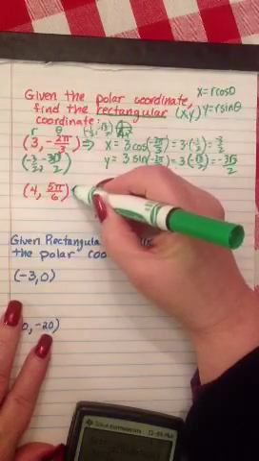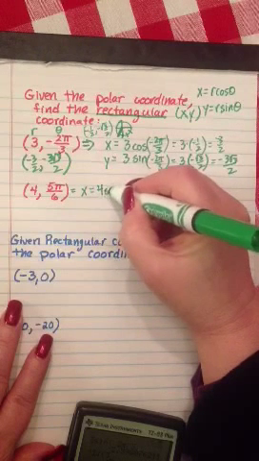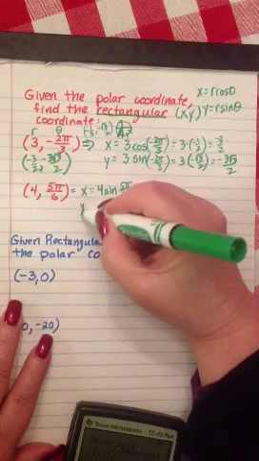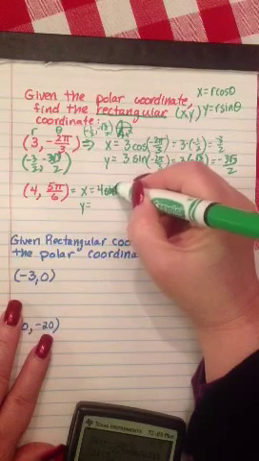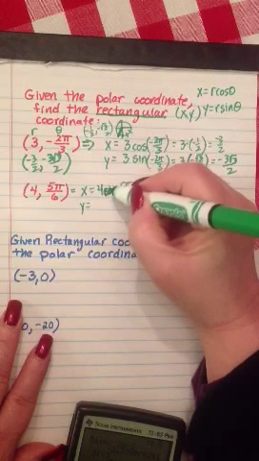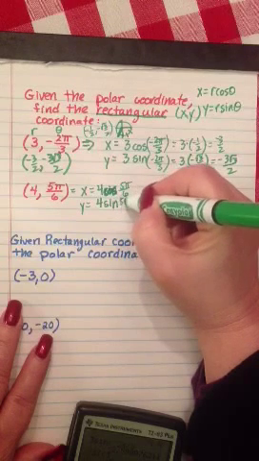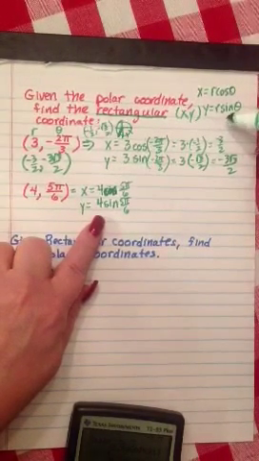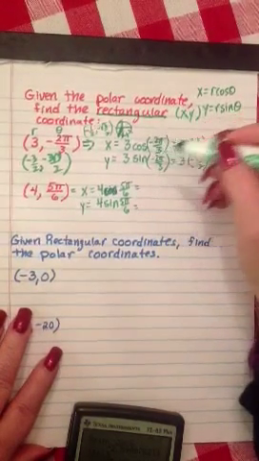We do the next one just the same way. We would say x is equal to 4 times the cosine of 5 pi over 6, and y is equal to, sorry, this is cosine. Cosine. Y is equal to 4 times the sine of 5 pi over 6. Right? Because x goes with cosine, y goes with sine. Sorry, a little typographical error there. All right, 5 pi over 6.